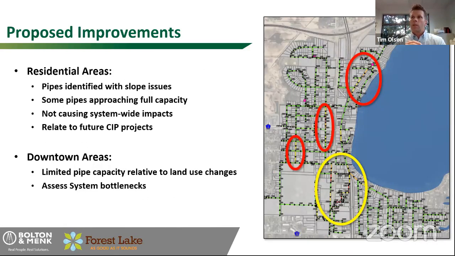And what we found in our modeling was that there are a handful of areas out in the residential zone, away from downtown, that have some system capacity issues, but they're mostly related to slope of pipe. So as the slope of the pipe goes from steep to shallow, the amount of capacity that pipe is able to accommodate goes down. And in some situations, the pipe may have been constructed at a much shallower depth. Maybe those systems are much older as well, and don't necessarily follow today's current design standards. And so we've identified those pipes that are maybe seeing some capacity issues based on slope. They don't necessarily cause system-wide impacts, and we can relate those back to CIP projects in the future.